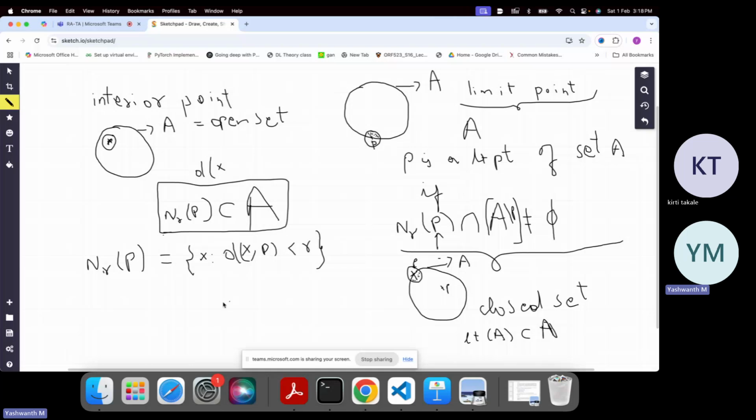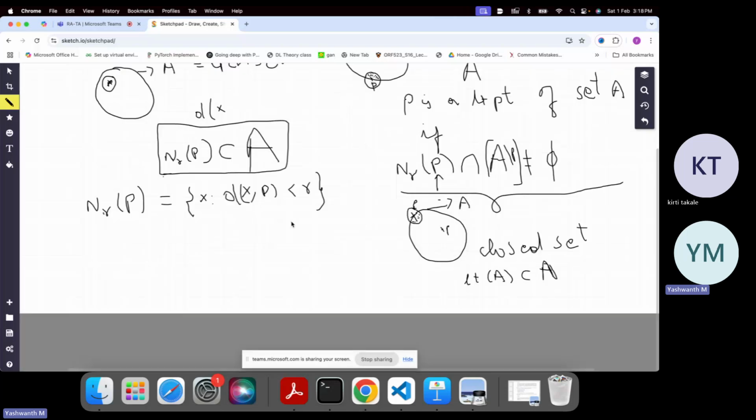Now I'll give an example. Let's say the same thing. The ball is there, and there's a point P here. Dot. Is this a limit point? No, it's not, because I can find some small radius and draw a ball around point P, and the intersection with set A is empty. So this is not a limit point. Yes, fine. Okay, thank you, sir.